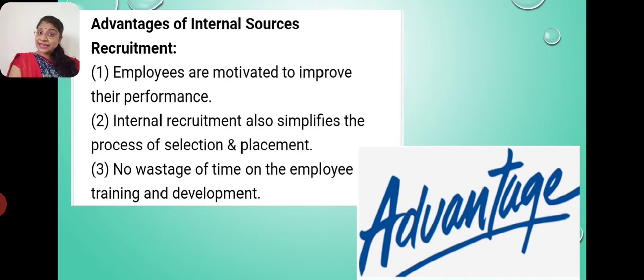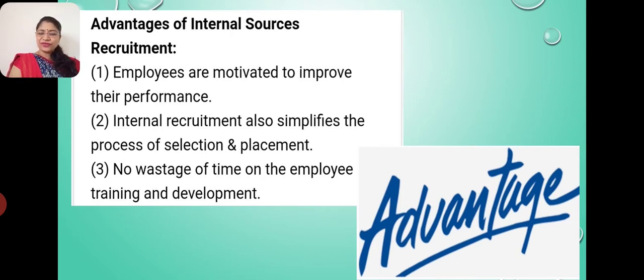Now disadvantages, you have to think, students, what are the disadvantages here? We can add here lack of fresh talent. We will not get fresh talent because we are using the employees who are already in the organization, and there will be a decrease in enthusiasm level, because the people who are already working in the organization are being transferred or promoted.